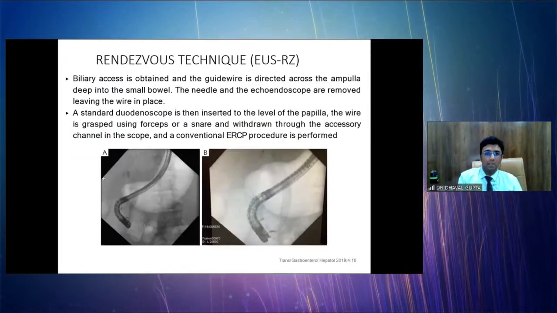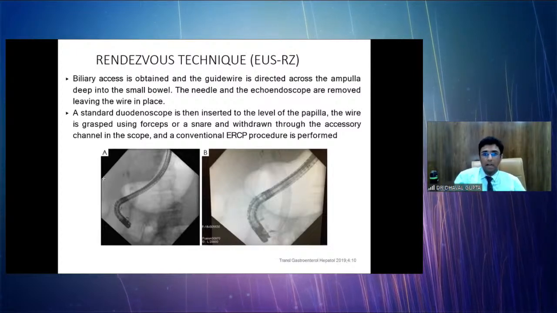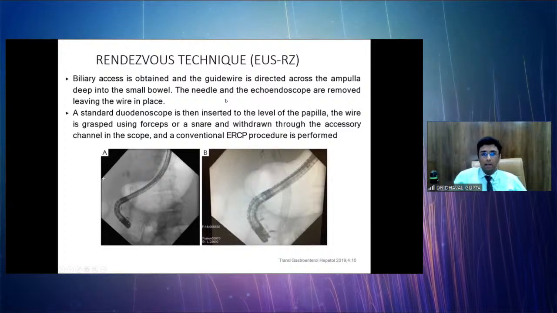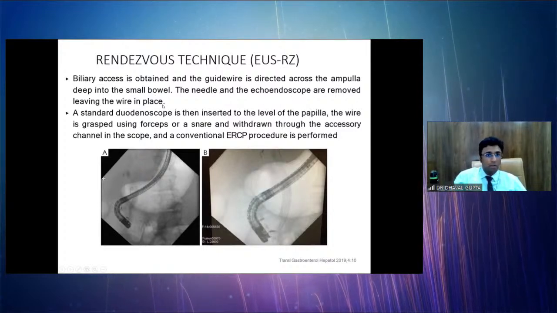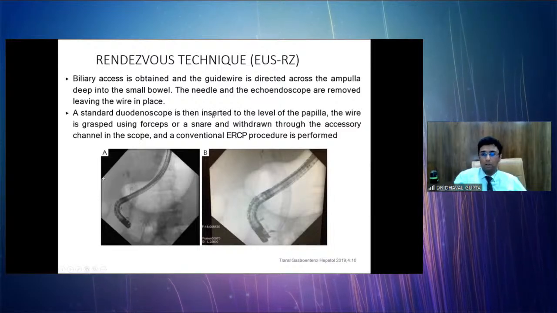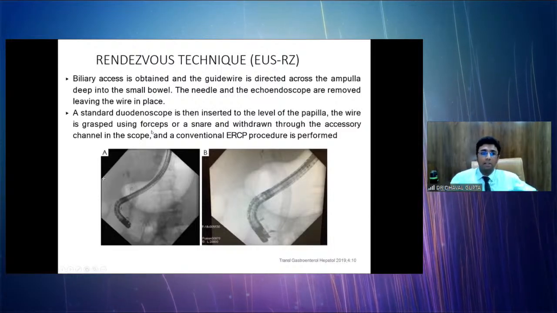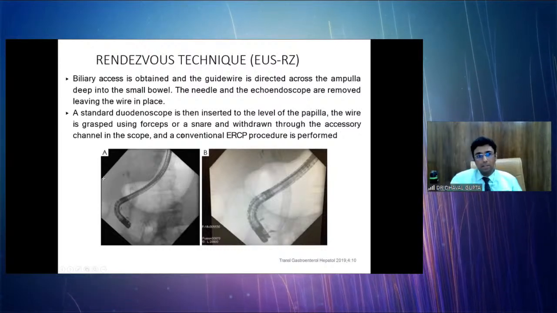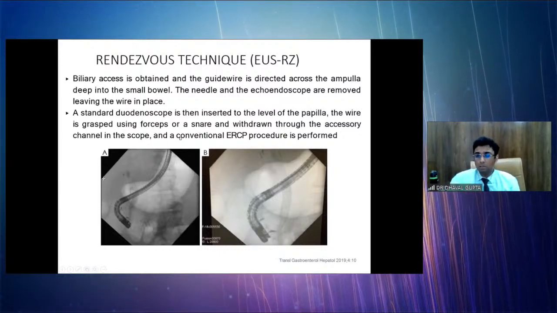In the rendezvous technique, once biliary access is obtained, as I told previously, a guide wire is directed across the ampulla into the small bowel, and the needle and the echo endoscope are then removed. Then a standard duodenoscope or ERCP scope is inserted to the level of the ampulla, and the wire is grasped using forceps or a snare and withdrawn through the accessory channel in the scope, and then the conventional ERCP is performed.